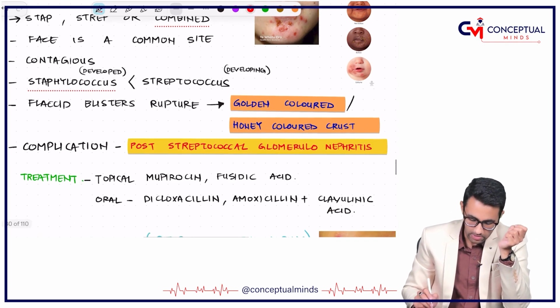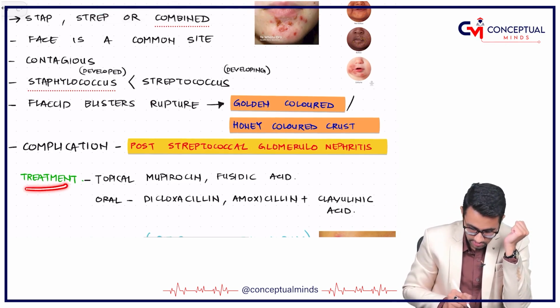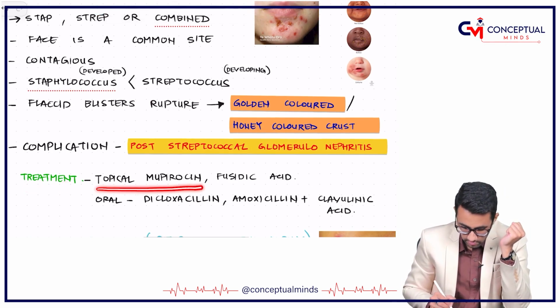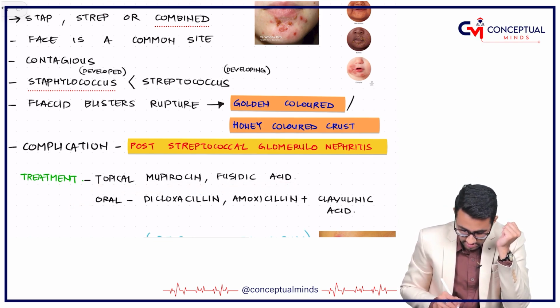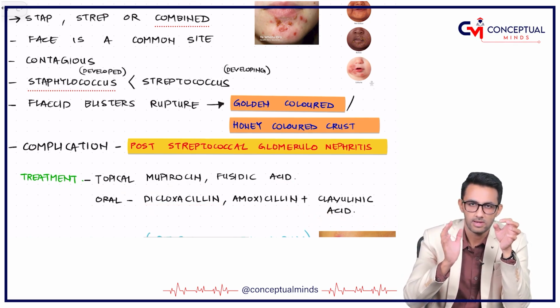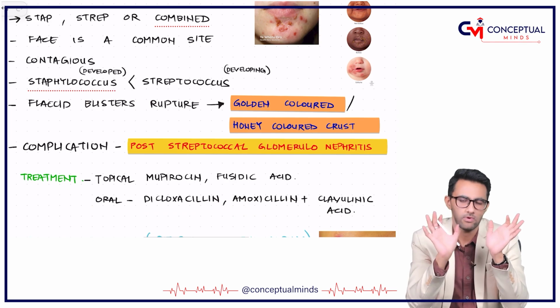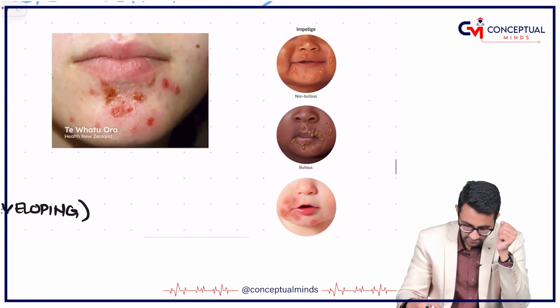All right, that is one complication for this. Okay, so how do we go about the treatment options? Yes, we can apply topical mupirocin and fusidic acid. And orally we can give dicloxacillin, amoxicillin plus clavulanic acid, right? So we are giving antibiotics to treat the causative organism. That's it, simple. So let us go ahead and see the images for this.